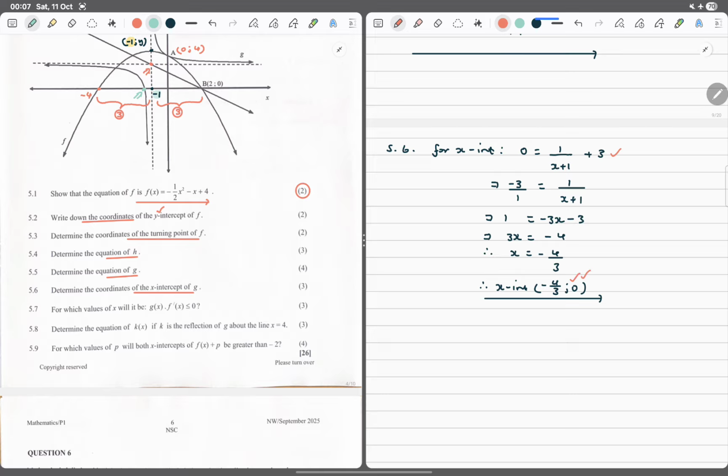Okay, guys, maybe 2 marks for the coordinate pair. The rest was a means to an end. All right.